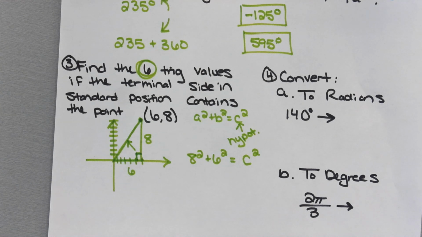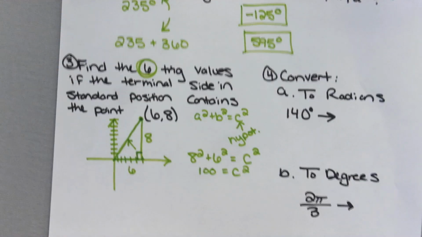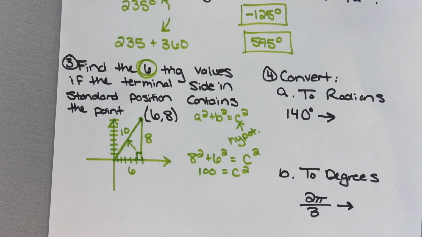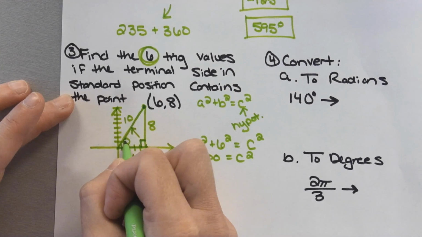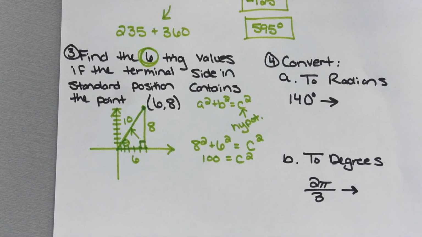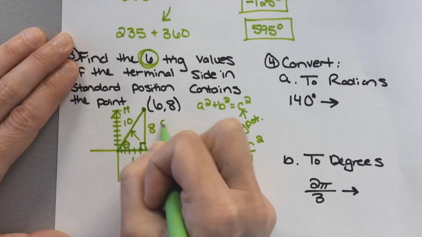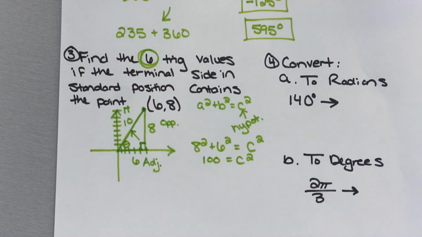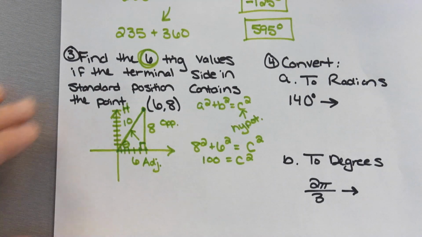Alright, so 8 squared is 64 plus 6 squared is 36. So I get 100 equals c squared. So what is c? 10. Now we want to find all 6 of the trig values. Whenever you have a problem like this, your theta is always the central angle. So you can put your theta right in there. So that means this is my hypotenuse. This side is my opposite side. And this side is my adjacent side. And I think it's helpful to label those because then when you go to find your trig values, you don't have an accident with putting the wrong thing in.